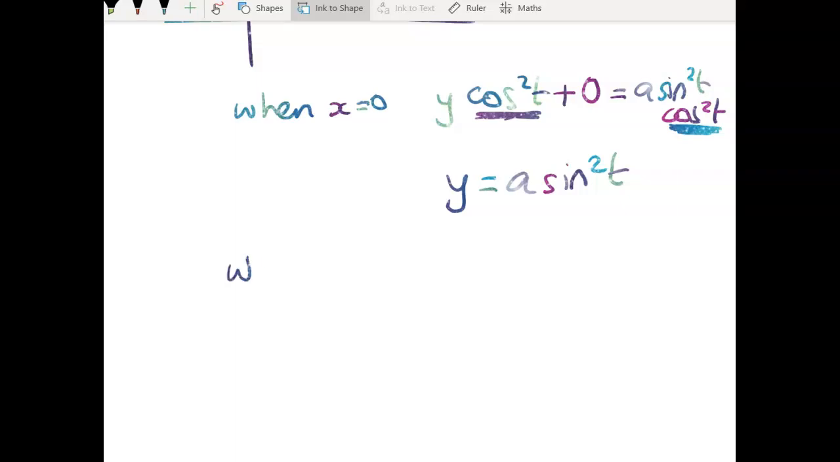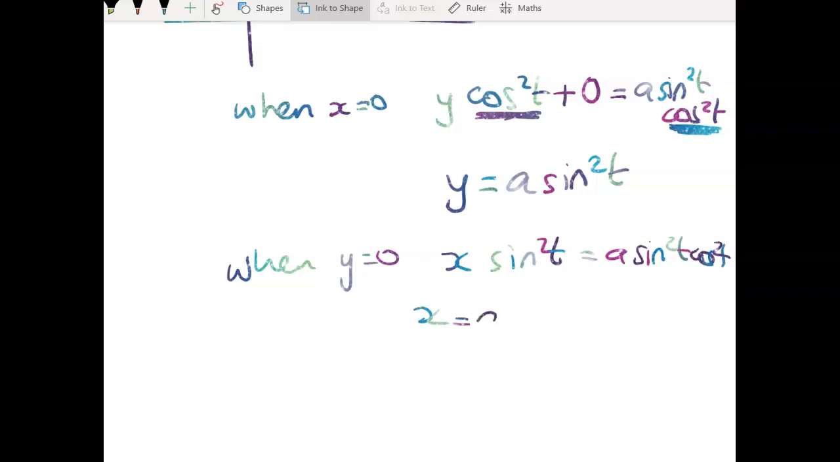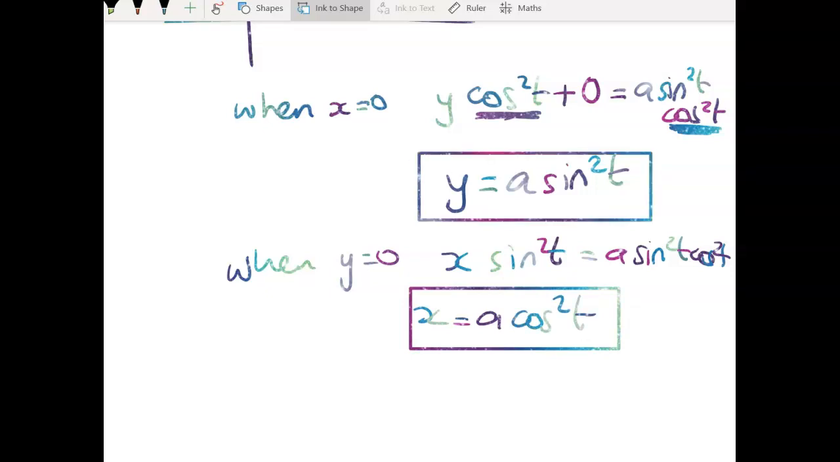And when y is 0, we've got the other way around. So x sine squared of t is equal to a sine squared of t cos squared of t. So x is equal to a cos squared of t. So we've got those two.